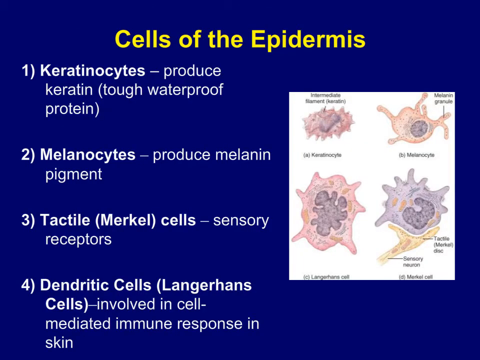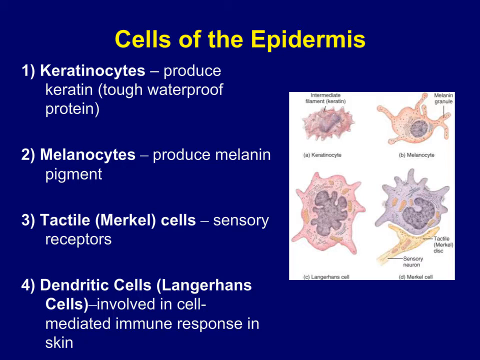So first we're going to take a look at the cells that comprise the epidermis. The most abundant cell is something called a keratinocyte. And a keratinocyte, as the name implies, contains lots of keratin. And keratin is a very tough, waterproof protein which helps skin to maintain its structure and also prevents the underlying tissues from drying out. The second type of cell is something you've probably heard of before called a melanocyte. And melanocytes help to protect the underlying tissues from UV radiation by producing a protective pigment called melanin.